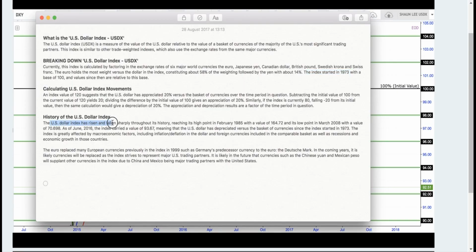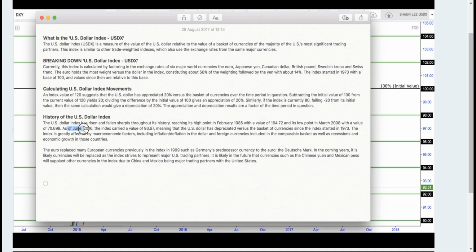History of the US dollar index. The US dollar index has risen and fallen sharply throughout history, reaching its high point in February 1985 with a value of 164.72. So that is a 64.7% increase against its 6 counterpart currencies back in 1985. So that's when the dollar was at peak strongest. Its lowest point was in March 2008 with a value of 70.69, so just over 30% depreciation.